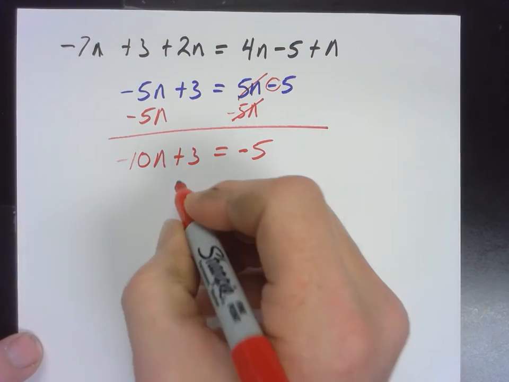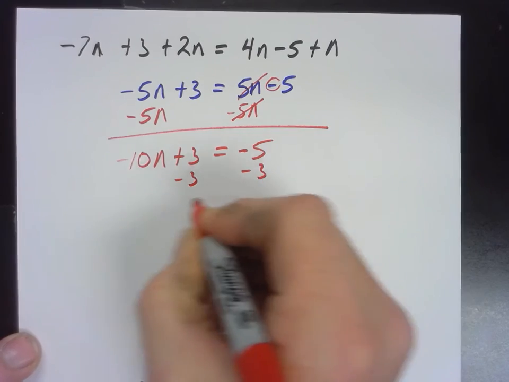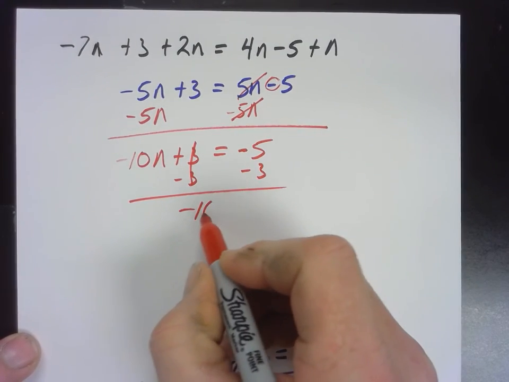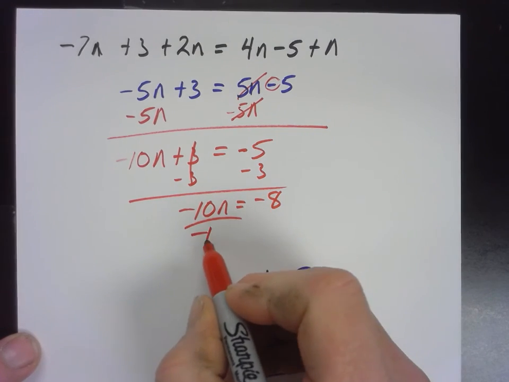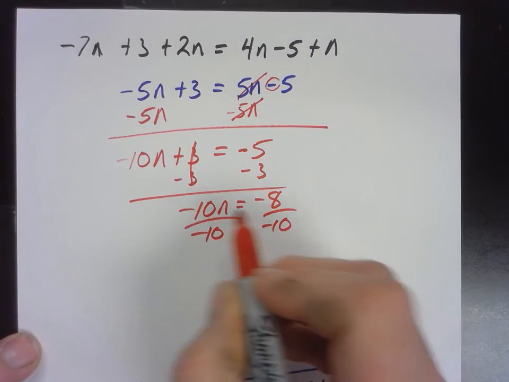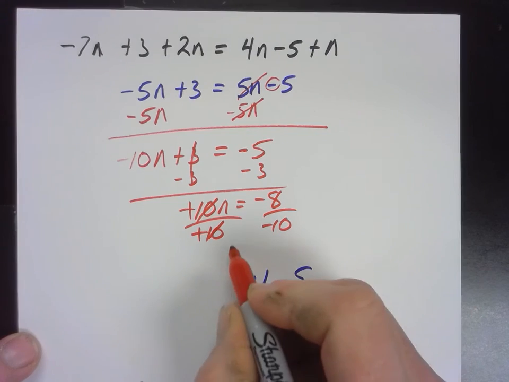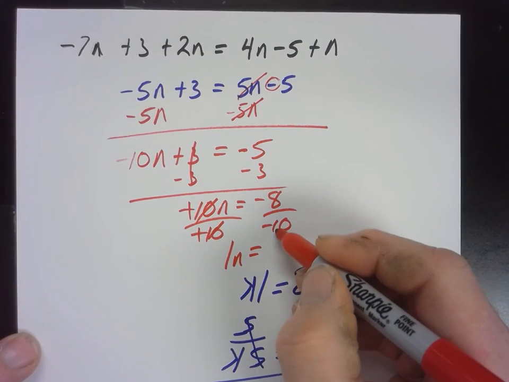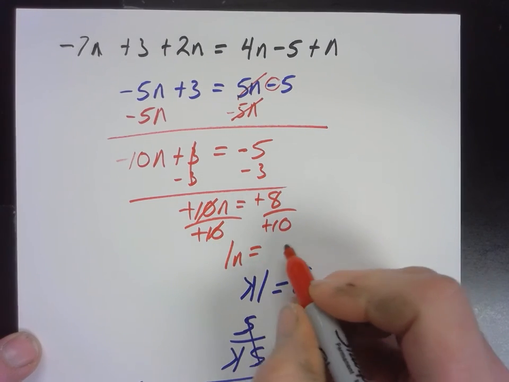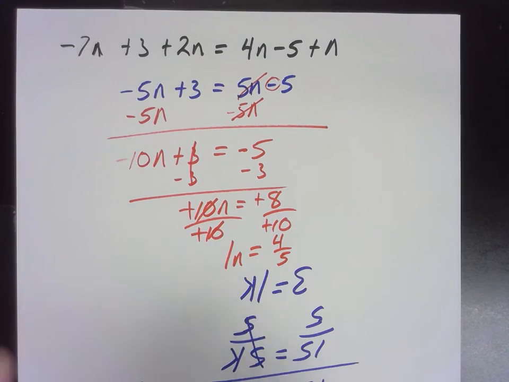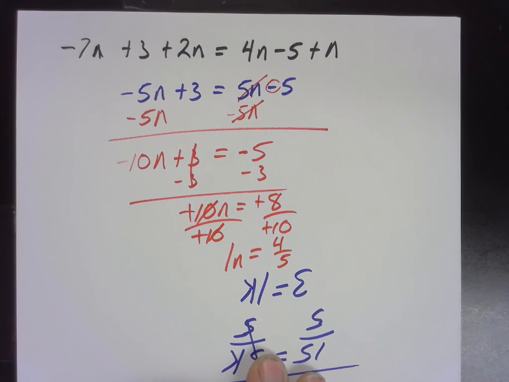Let's see now. I'm going to subtract 3 from both sides. So negative 10n equals negative 8. And then I'm going to divide by negative 10 so that I get a positive 1 times n. What's negative divided by negative? Okay, so my answer is positive, and I'm just going to reduce the fraction, say 4/5. What do you think?